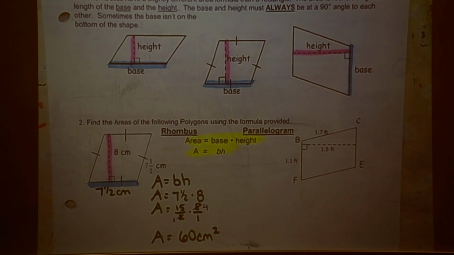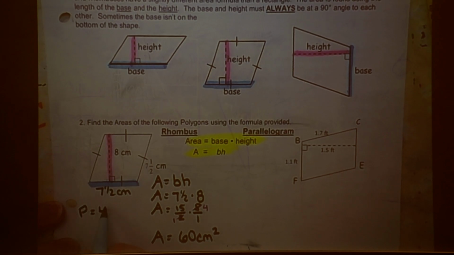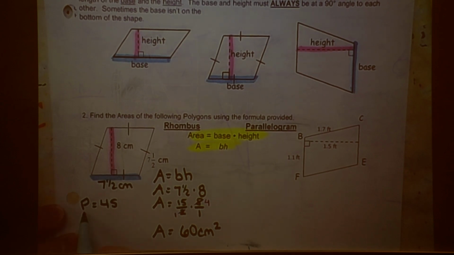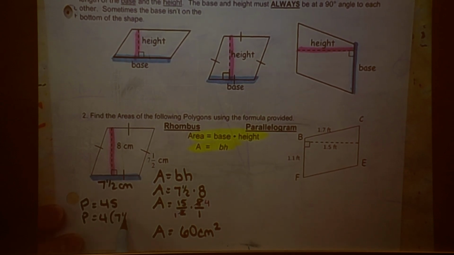Think of that rhombus as a rectangle, or a square, sorry, that has started to tip over. Instead of being length times width, I no longer have a length and a width, I now have a base and a height. The other thing we're going to ask you to do is perimeter. All 4 sides are the same, so we can do 4 times the side length. So that would be 4 times a side of 7.5.